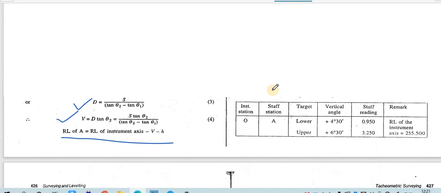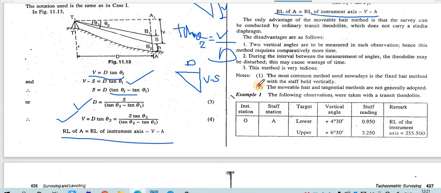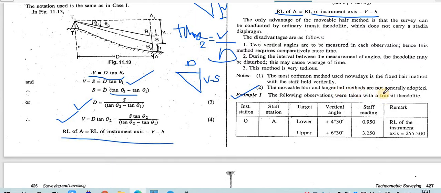Okay, the first numerical is saying that the following observations were taken with a theodolite. So you can see that it is mentioning a transit theodolite. There are different terminologies used for different methods. In fixed hair method, it was saying that it is a tachometer. In mobile hair method, it was saying that it is a substance theodolite. And in your last method, that is the tangential method, it is saying that it is a simple transit theodolite. Okay, so you need to remember all this.